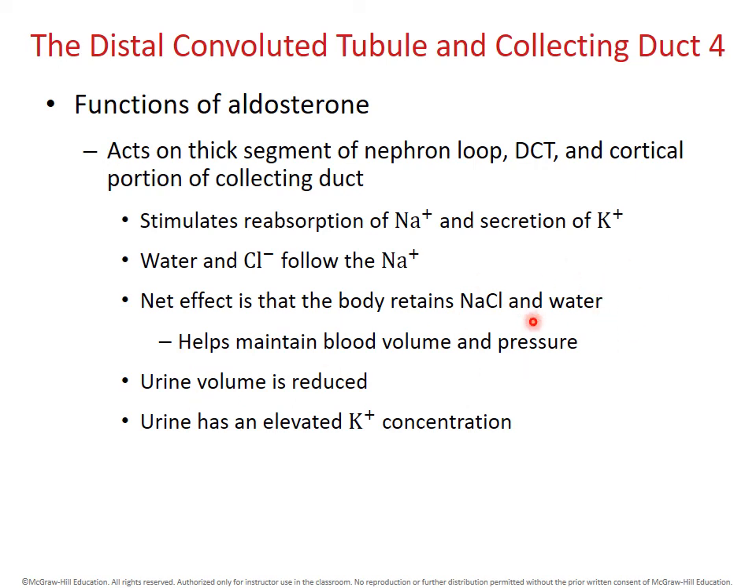That helps address, of course, the water portion, which, as we know, contributes to blood volume, which addresses the blood pressure issue that might have caused aldosterone to be released. It addresses the low sodium that might have caused aldosterone to be released. And it addresses the high potassium blood levels that might have caused aldosterone to be released, because it's going to bring down, as we said, blood potassium levels through secretion. We don't get as much urine produced because more of the water ends up back in the bloodstream, and the urine tends to have a higher potassium concentration because of this secretion. So these are all the effects of aldosterone.